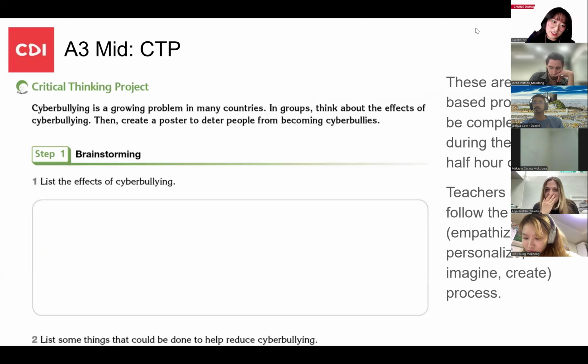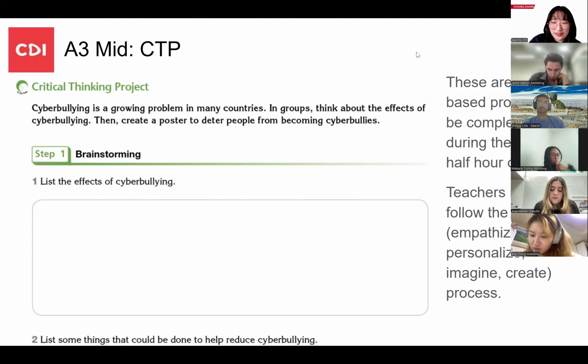Okay, so moving on to the CTP or the critical thinking project. These are topic-based projects, so they are to be completed in the last half hour of class. So a half hour for a project is pretty short. And in A2, they've been drilling all of these reading comprehension, test taking skills. And then again in A3, we're drilling these skills. So it's really important to make sure that the project is really fun and engaging for the students.